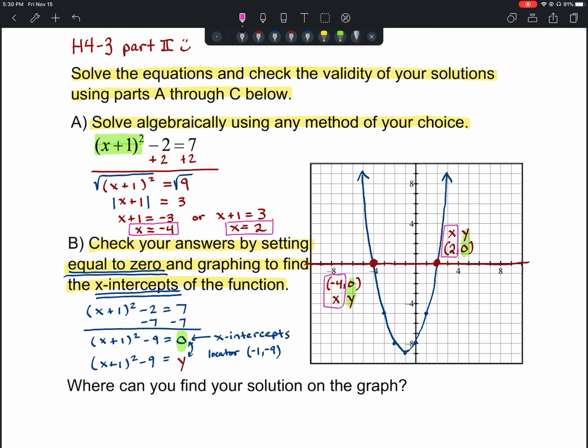So it asks here now, where can you find your solution on the graph? Well, if we set it equal to 0 and we graph it, the solution to the equation is going to be the x-intercept, or the x-coordinate of the x-intercept, we should say.